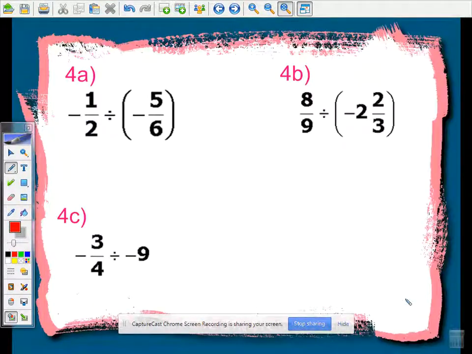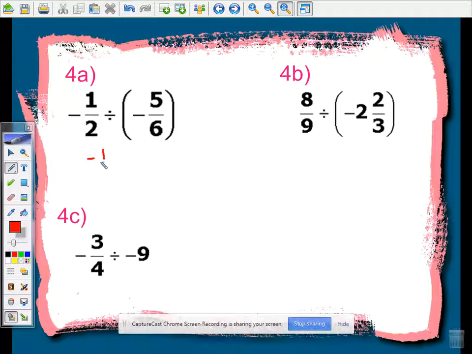All right, so why don't you pause right here, try these 3, and then come back and see if you got them correct. All right, hopefully you did these 3 problems.